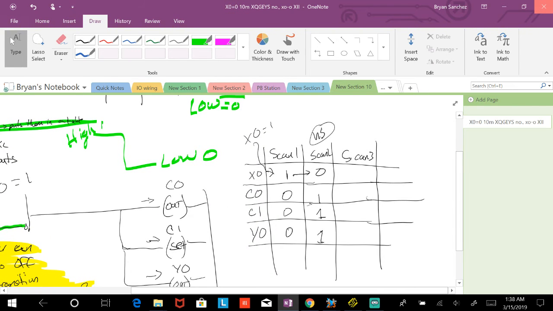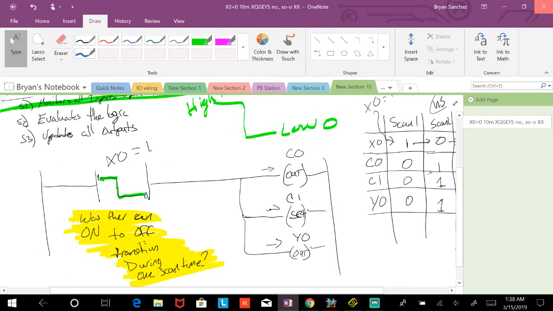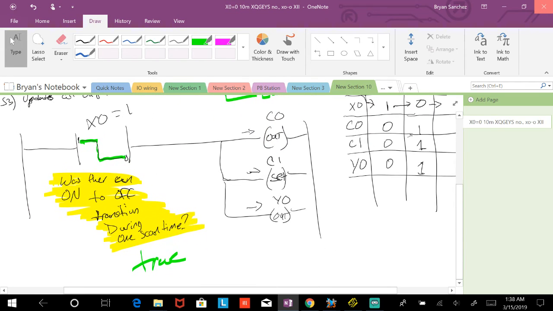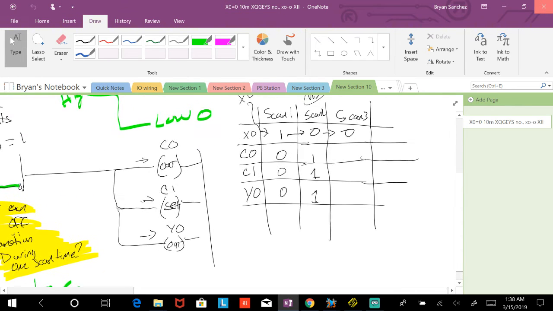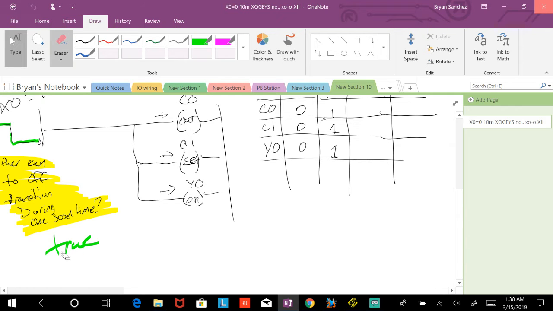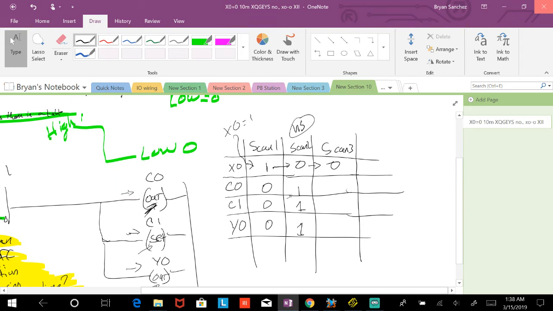Now, going back to it, it changed back to 0. It stays at 0 for now. Was there an on to off transition? Well, I was off, now I'm off again. There's no on to off transition yet. So no, there was no on to off transition. So this instruction is not true. This instruction doesn't execute, this doesn't execute, and like I said, this one doesn't execute. So C0 is 0. I used a set for C1, so I already set a 1 there. It's going to stay at 1. And Y0 is going to stay at 0, because it's an output coil, it's not a set.